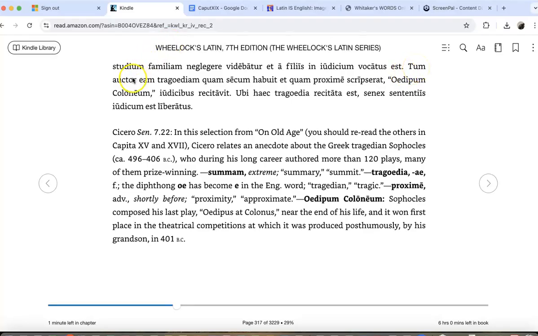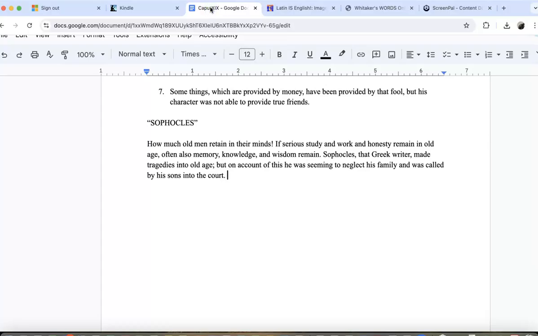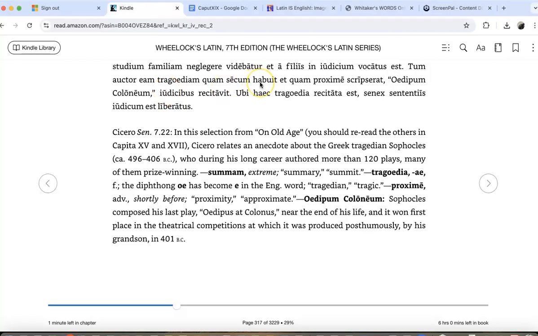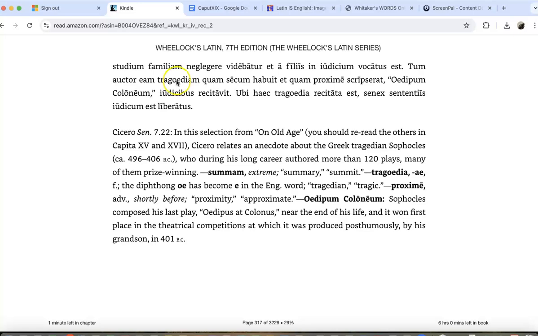Then the author. So auctor means author in this case. Tum means then. Then the author, that was referring to Sophocles, had that tragedy with him that he had written recently. So the idea is that he went to court, and then he had that tragedy with him that he had written, scripserat, recently.